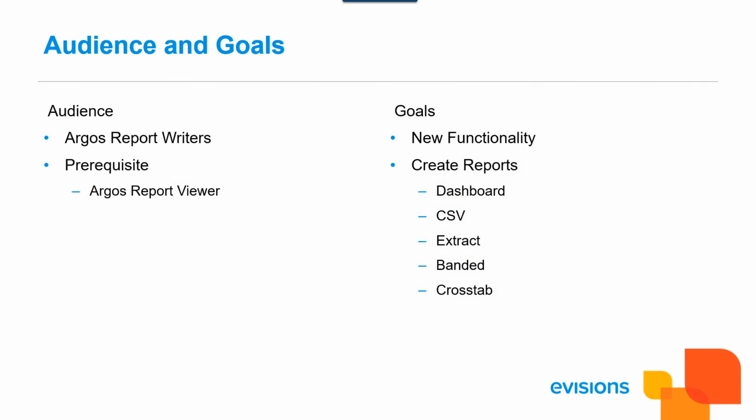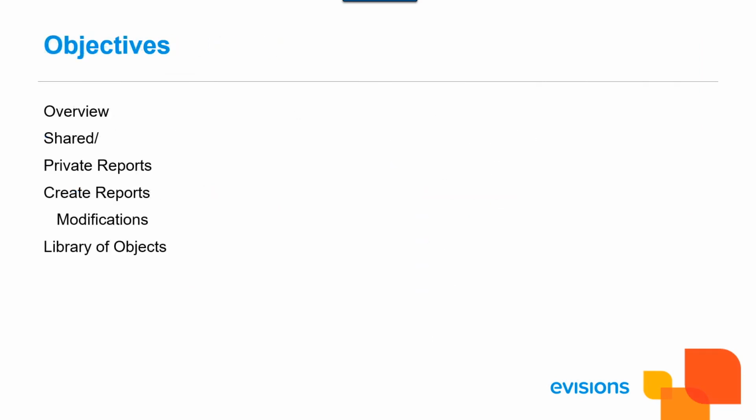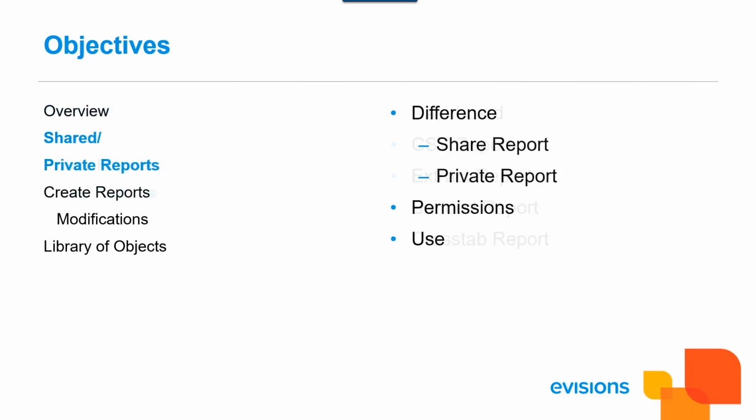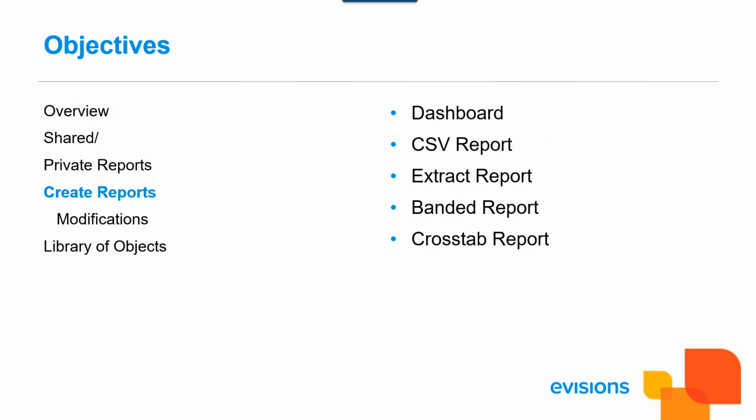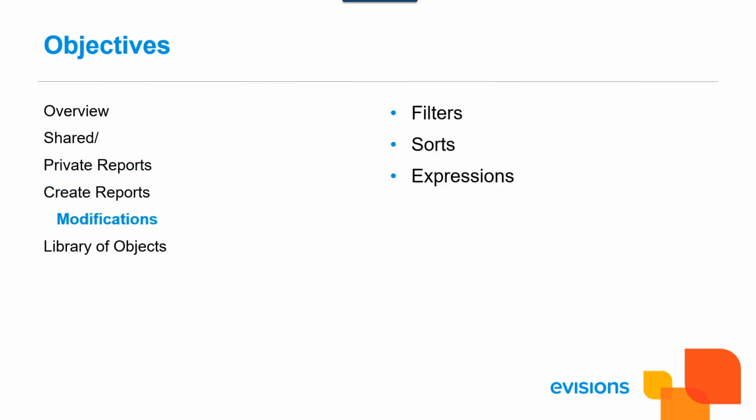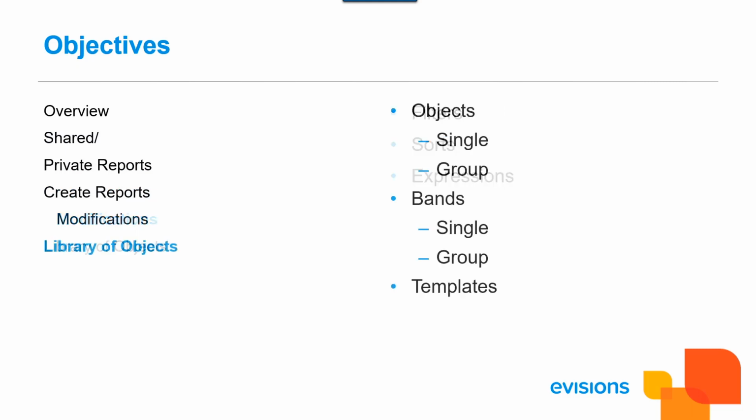We will be covering the following objectives in this training. We will be doing an overview of what the report writer role is, the difference between shared and private reports, how to create each type of report, how to add filters, sorts, and expressions to a report, and how to add objects to the Library of Objects tool.